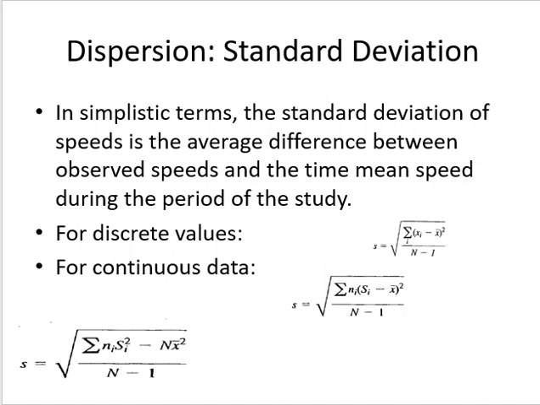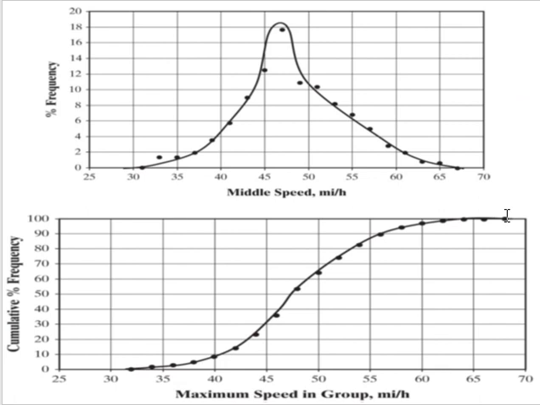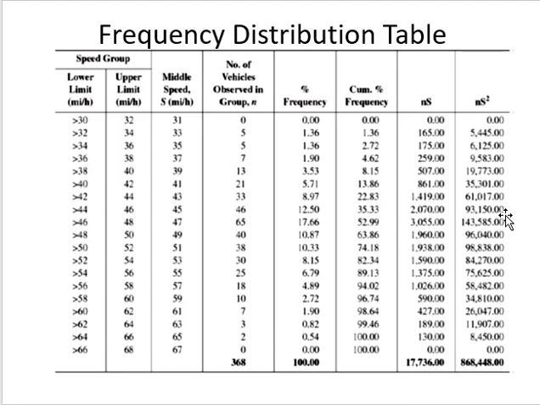Now for this equation, do I know capital N? Do I know x bar? Do I know n into s square for each group? And they did the summation as well for us, right? So give me the value for standard deviation. This is the equation.